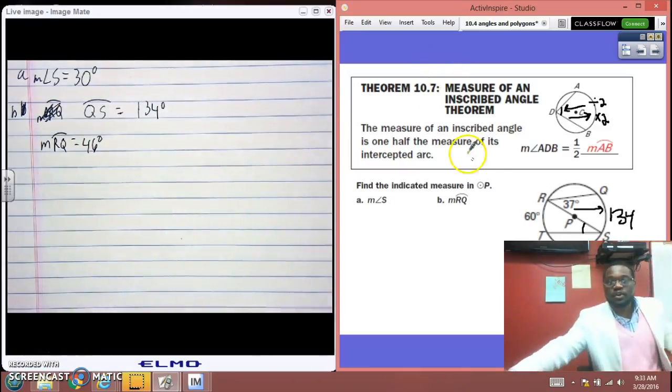Okay? So I wasn't asking just for QS, I was asking for RQ, and I had to figure out what this was first and then subtract it from 180. Again, how did I know 180? Because that is a diameter.